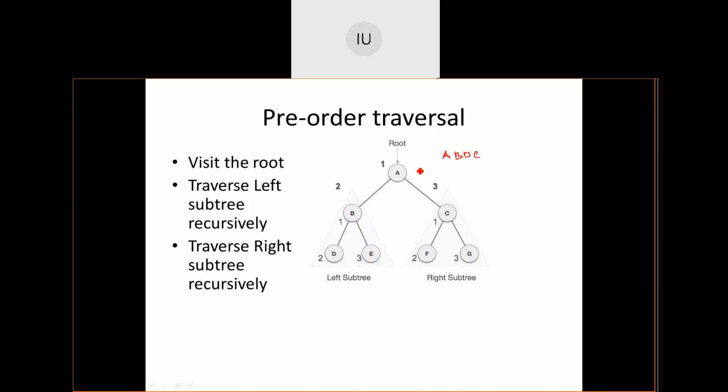On the right side, C being the root node gets printed. Then it goes to the left. Left is F. F being the root node gets printed. Then left and right are checked. Both are null, returns back. Then it goes to G. G gets printed and it returns back to C. C returns back to A. A returns back to the main.